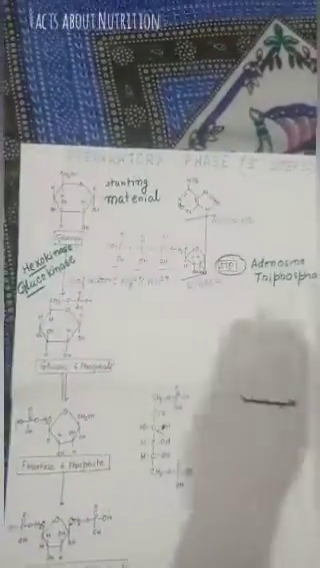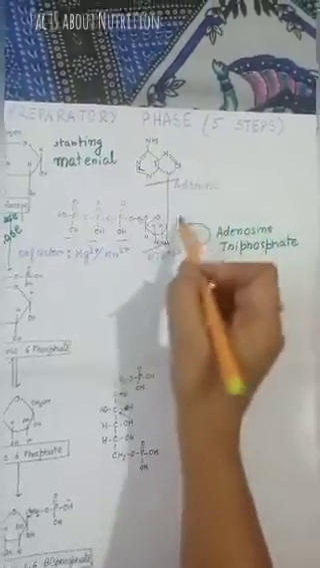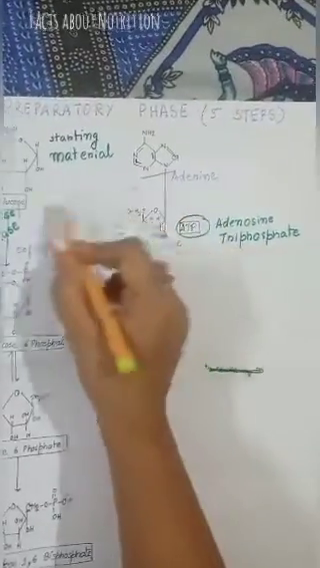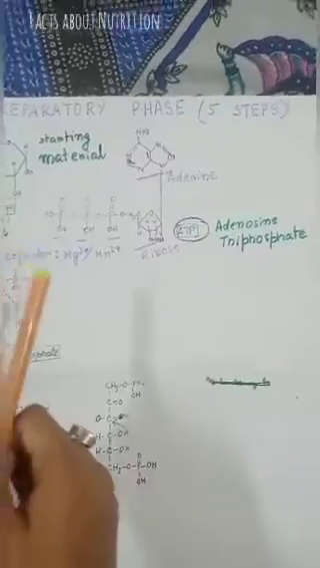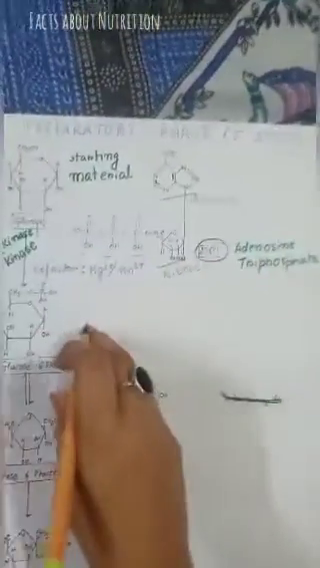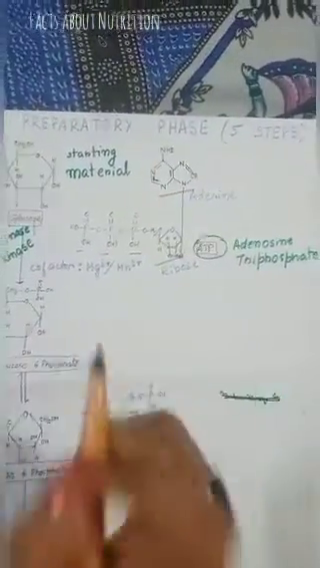Now this is the structure of ATP. This is the adenosine part, this is the ribose part, and these are the 3 phosphate groups. Now what is happening over here? How is this glucose changing to glucose 6-phosphate? You have to know it properly.